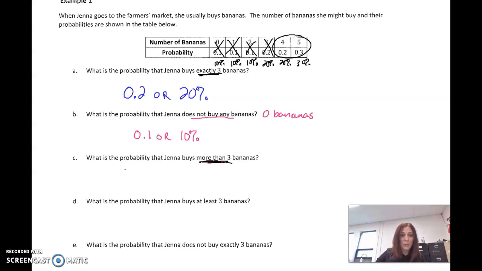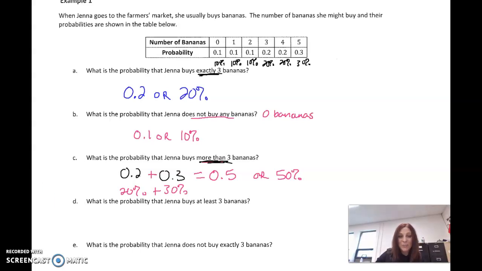Well, 4 bananas would be 0.2. 5 bananas would be 0.3. Here's the key: you add them. You're going to add the probabilities together. We want the probability that there's going to be more than 3, so we want the total probability. 0.2 plus 0.3 is 0.5. Or again, if you feel comfortable, 50%. You could say 20% plus 30%, and that would give you 50%. Be very careful with wording.